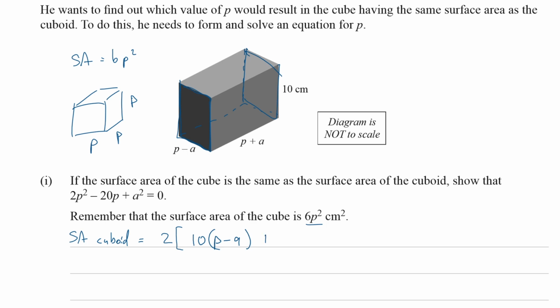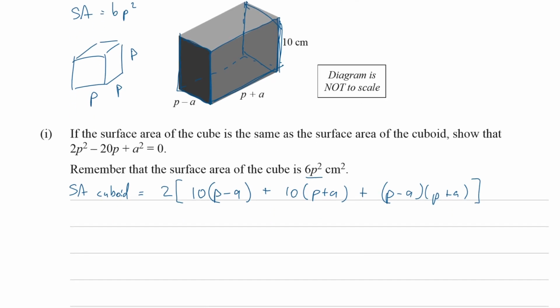And to that we will add, let's do this lighter grey, this front face here, which is 10 times p plus a. And again, there's 2 of them, right? There's one at the back that we can't see. And then this top, this lightest grey one, is p minus a times p plus a. And again, there's 2 of them, one on the bottom that we can't see. So that is the surface area of the cuboid. Let's expand it out and simplify it.